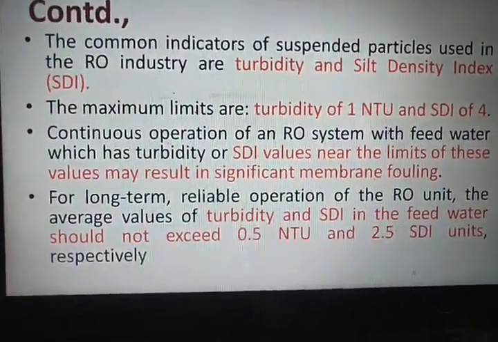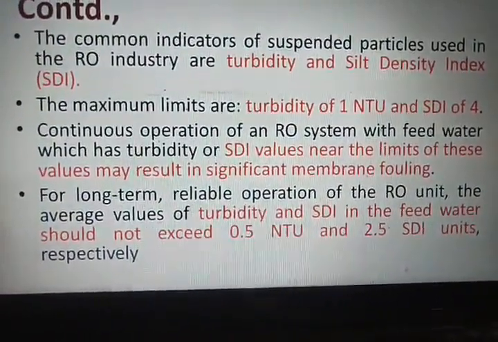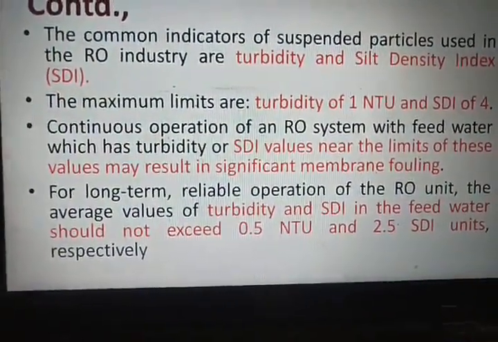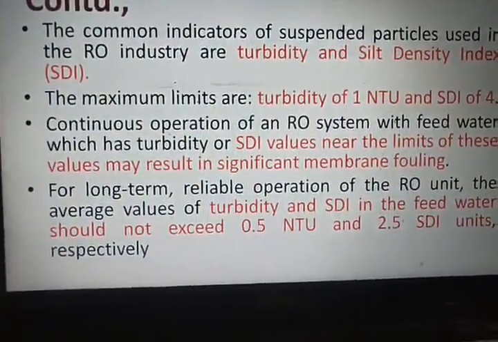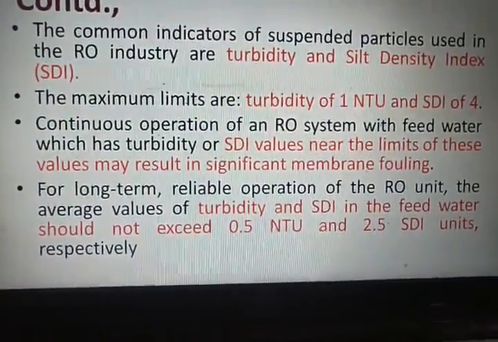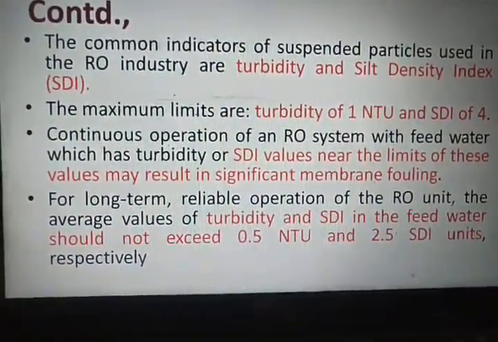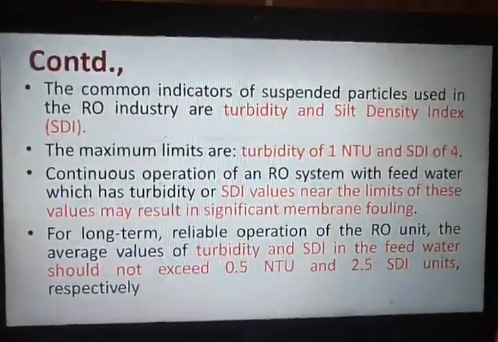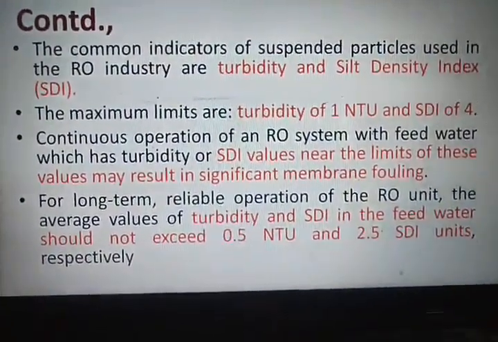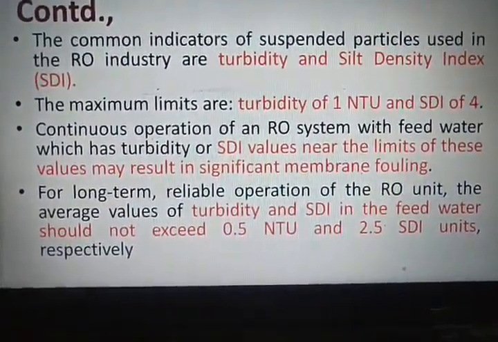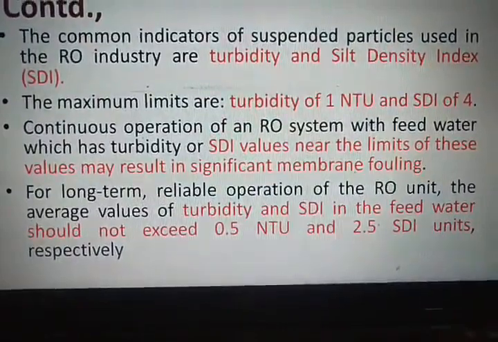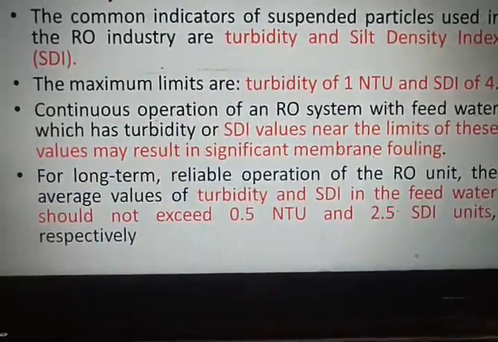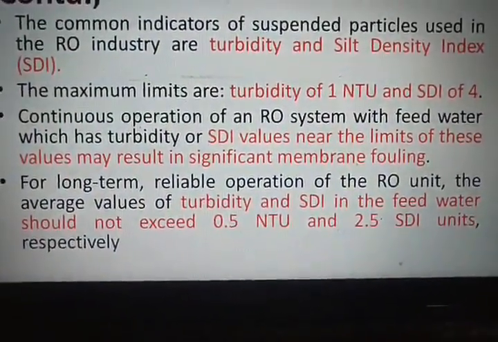The maximum limits are: turbidity should be in the order of 1 NTU and the silt density index of 4. The continuous operation of an RO system with feed water which has turbidity or SDI values near the limits of these values may result in significant membrane fouling. So that means these are the limiting values for the RO system to perform better. If the value of turbidity exceeds 1 and the silt density index exceeds 4, then it will result in fouling of the membrane.